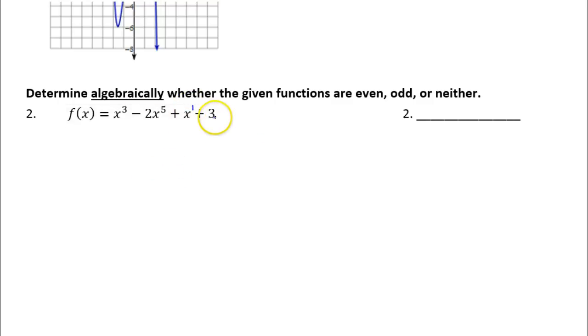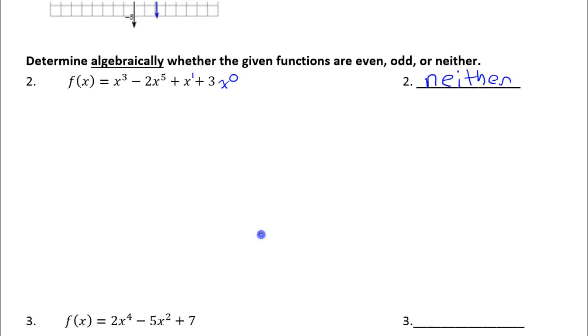But wait, the constant 3. This is like having 3x to the 0 power. So this is actually an exponent of 0, and 0 is an even number. So we have 3 odd numbers and an even. So that's a mixture, so this is actually neither. All right, so watch out for that. Oh, I almost scrolled on to the next problem. Silly me.